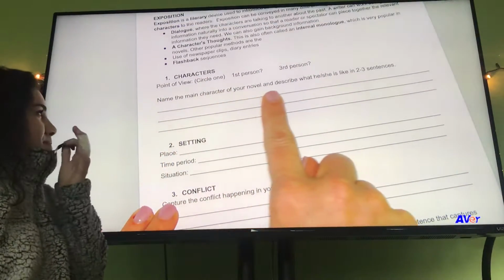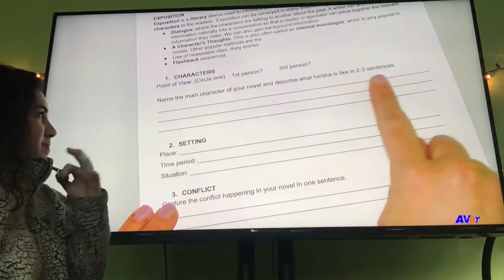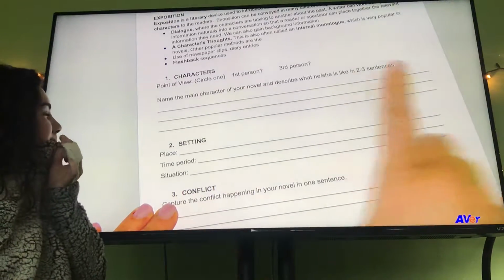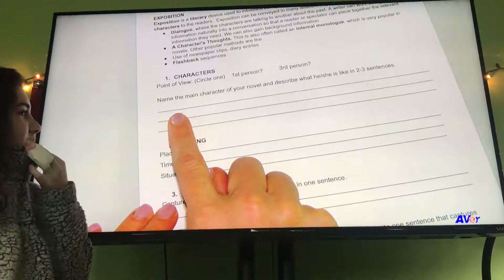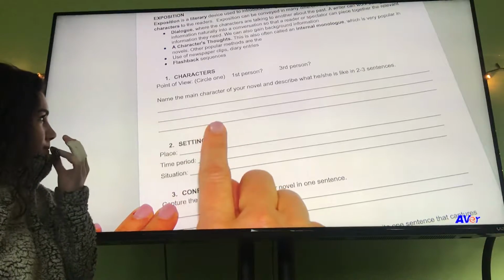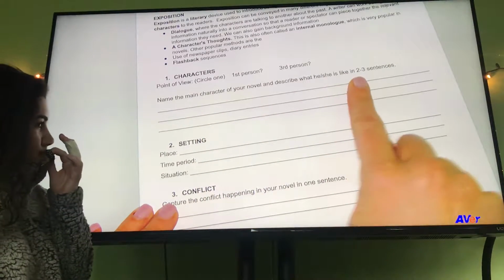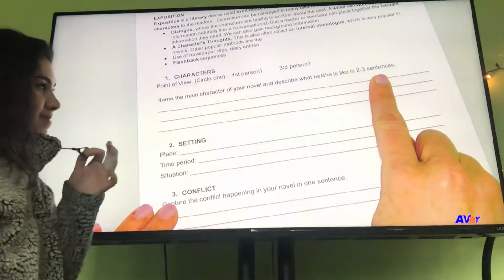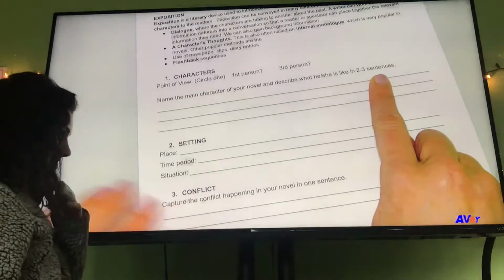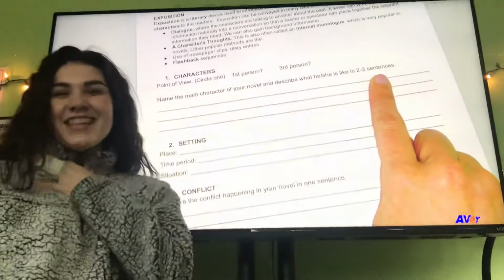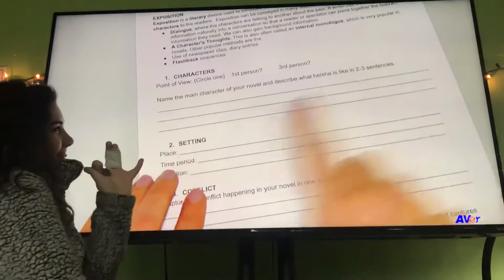Name the main character of your novel and describe what he or she is like in 2 or 3 sentences. Now, if you're reading Refugee, you have 3 different characters. Just write 1 sentence for each. You want to try to capture it in 1 sentence. Whenever it says a sentence, it means a complete sentence. Say it to the camera. A complete sentence. Right? Okay.